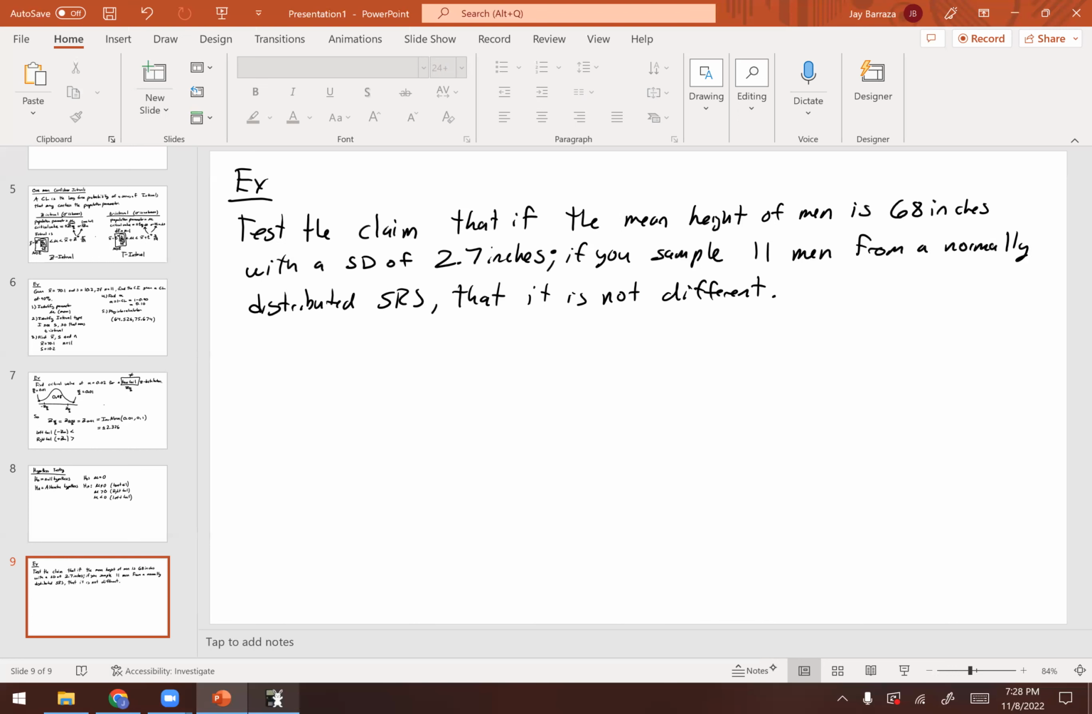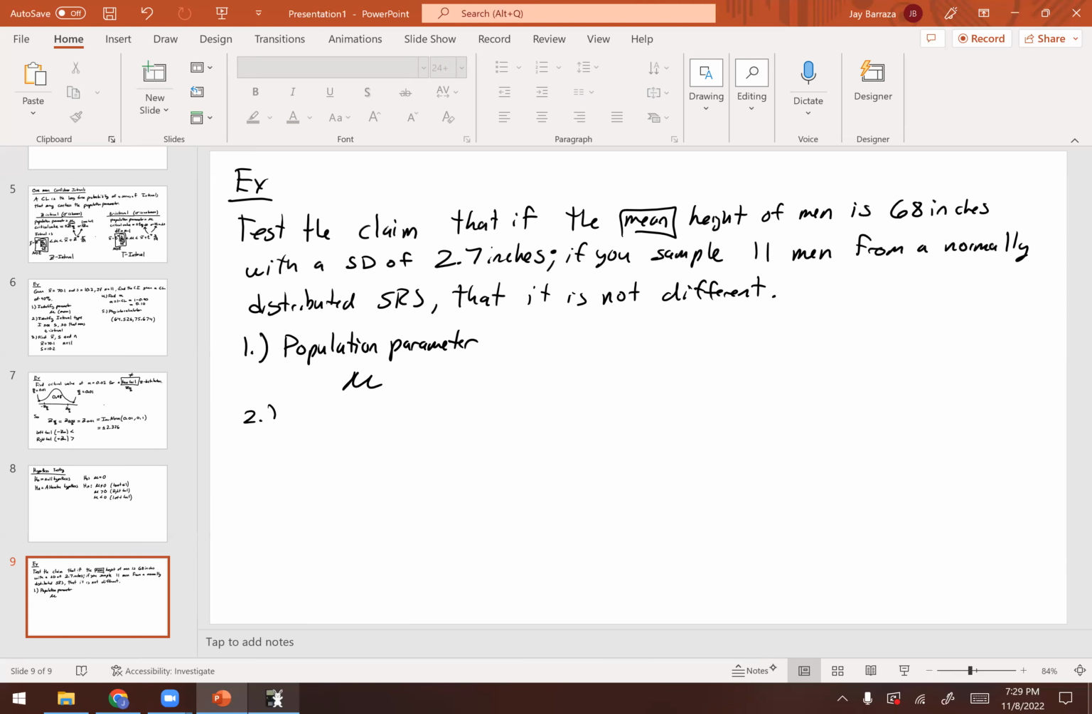So, step 1, population parameter. Okay, population parameter. So I see the word mean, I immediately think mu. Okay. That's it. Mean mu.